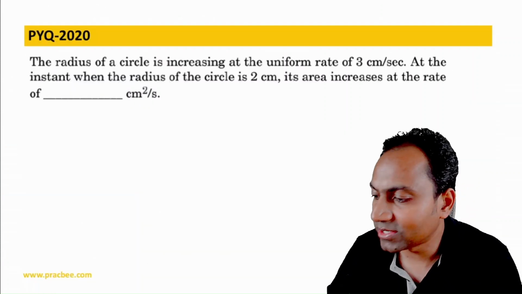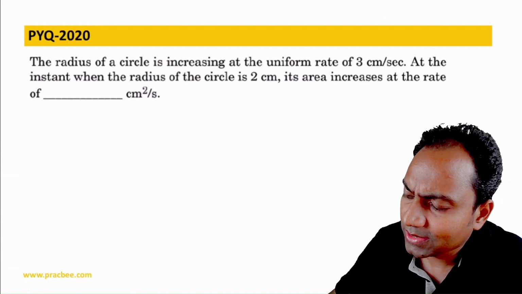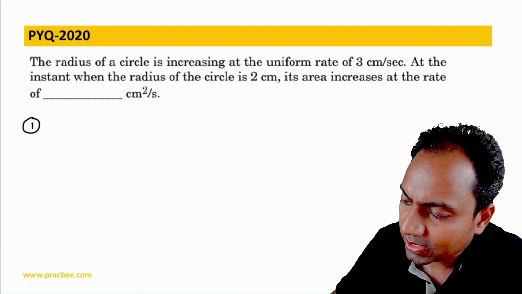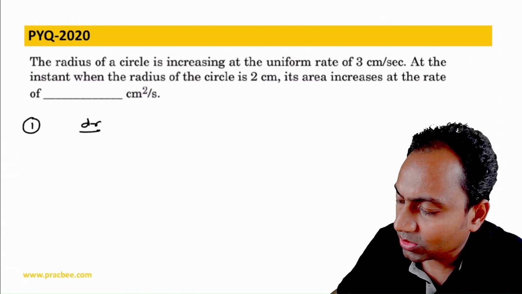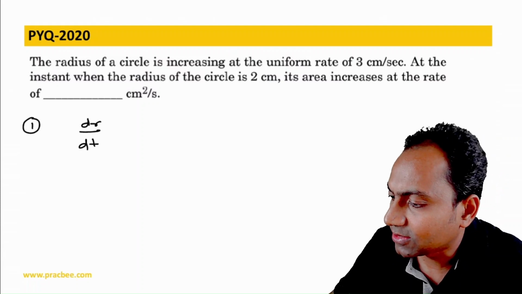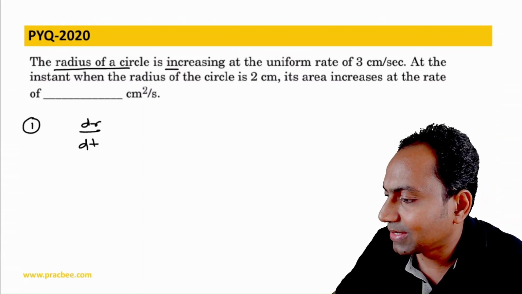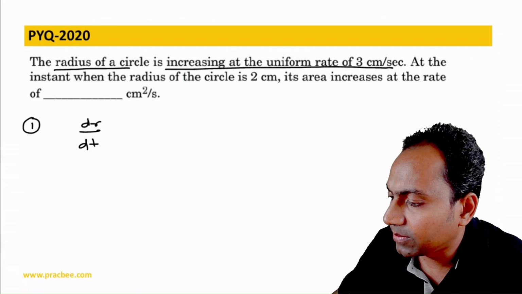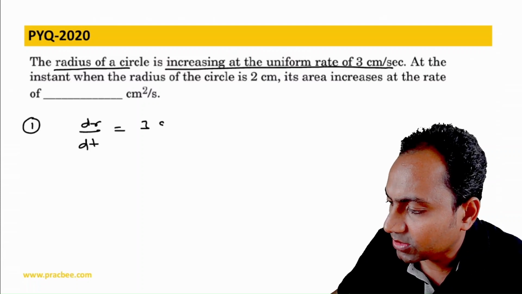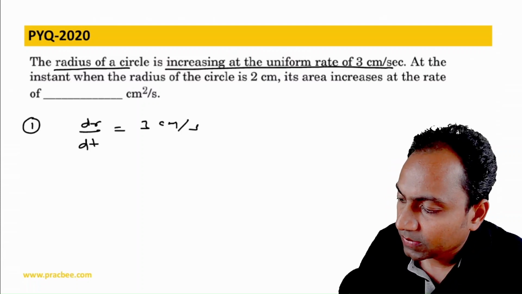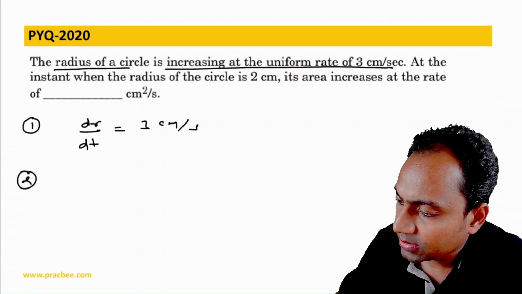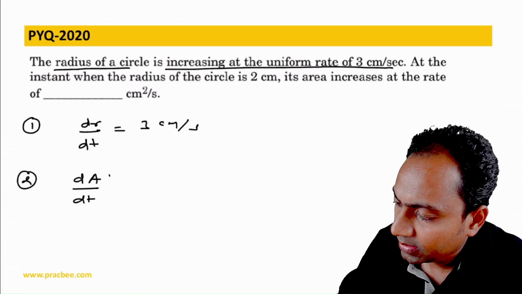Now this is quite a simple question, again based on geometry. So again the same steps we are going to follow. Let us first write what they have given us. They have given the value of dr by dt, that is, the radius of the circle is increasing at the uniform rate of 3 centimeter per second. And now what they're asking is the value of area dA by dt, when the value of the radius is equal to 2 centimeter.